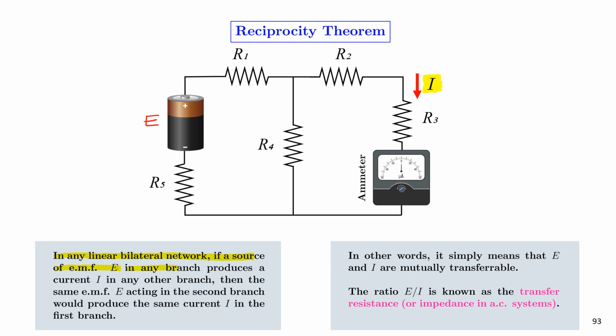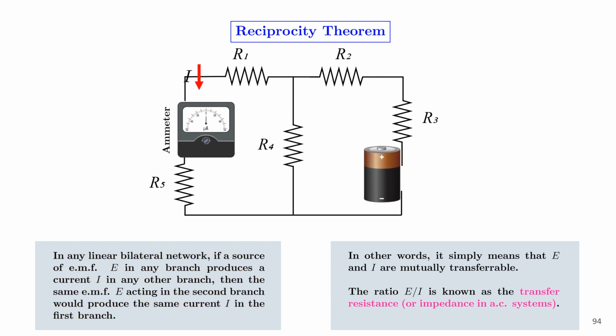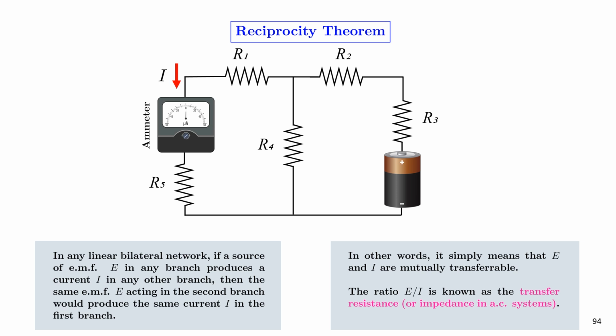E in any branch produces a current I in any other branch, then the same EMF acting in the second branch would produce the same current I in the first branch. That is, if we swap the voltage and the current sources, then the distribution of the current in the circuit remains unchanged. That is, the same current I flows through the branch where the voltage source was actually placed.